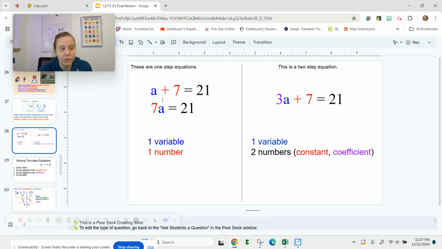Whereas a two-step equation, how would you describe a two-step equation? You could look here too, or however you described it. But a two-step equation has just one variable still, and it has two numbers that are keeping the variable by itself. One of those numbers is multiplying or dividing with the variable, and the other one's just kind of hanging out by himself. And then on the opposite side, you'll see a number.